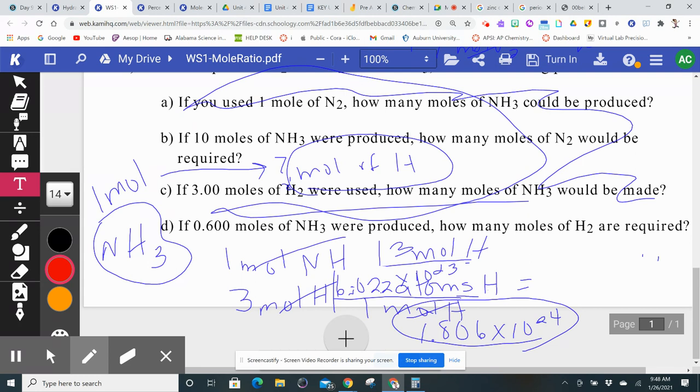So you just need to know how to go from grams to moles and moles to grams, and then how to go from moles to Avogadro's number. But you have to have that number memorized. I'm not going to give you that. So Avogadro's number is 6.022 times 10 to the 23rd.